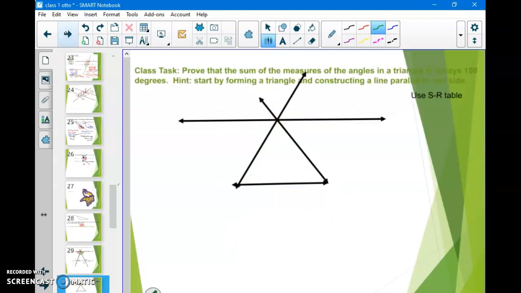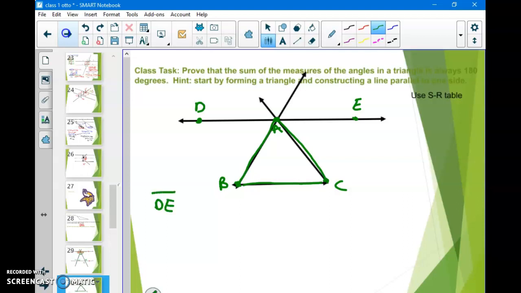So we're going to prove that the sum of the measures of the angles of a triangle is always 180 degrees. We're going to start out by, so here's our triangle. This is the triangle that we're talking about. We're going to start out by doing some labeling here, because it's always better to have some labels so I can call stuff. We'll say this is point A, B, C, D, and E.